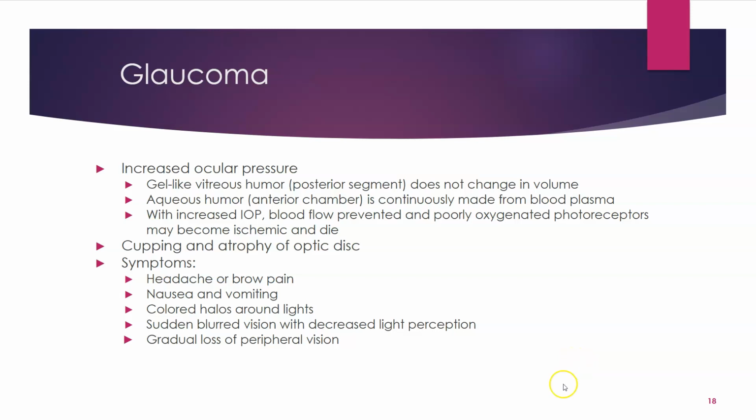Glaucoma is an increase in the ocular pressure. This can occur slowly or very rapidly. And we'll talk about that here in just a little bit. But what happens then is with that increased pressure, you're going to get atrophy of the optic disc, and it's going to obstruct your vision with this. And so signs and symptoms: headache, nausea, vomiting, halos, blurred vision, and you're going to lose peripheral vision.